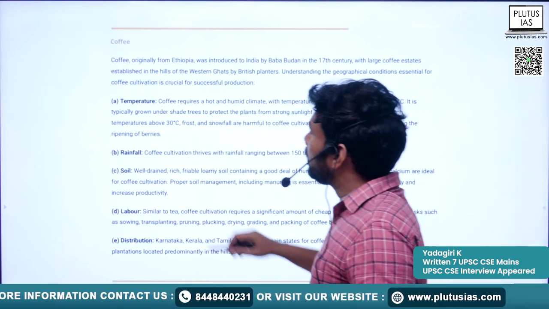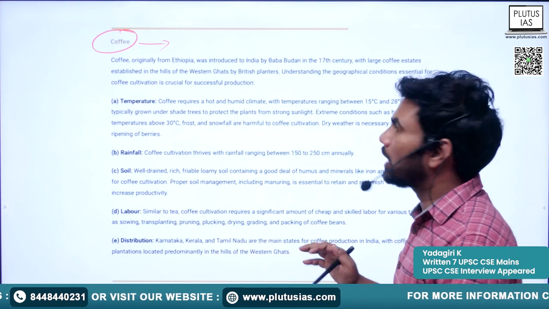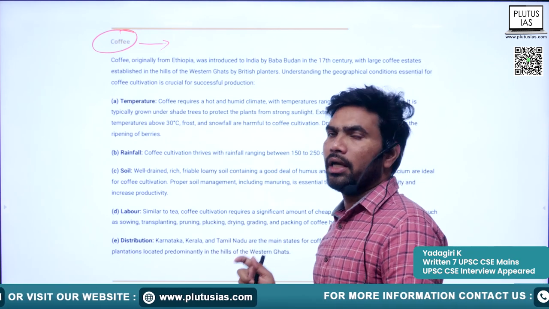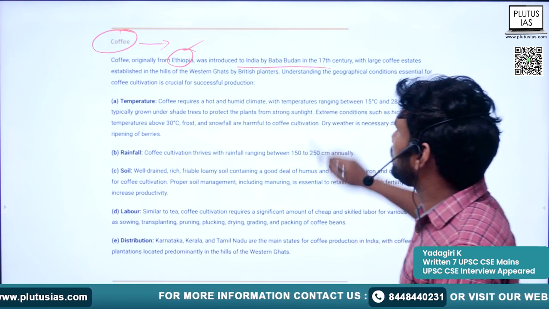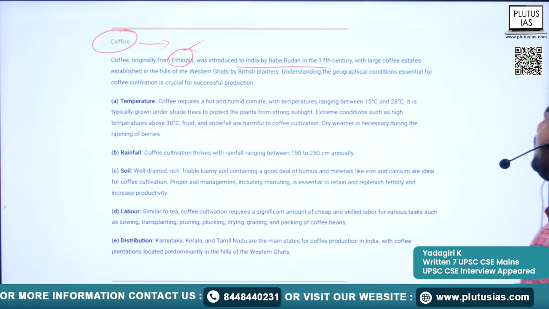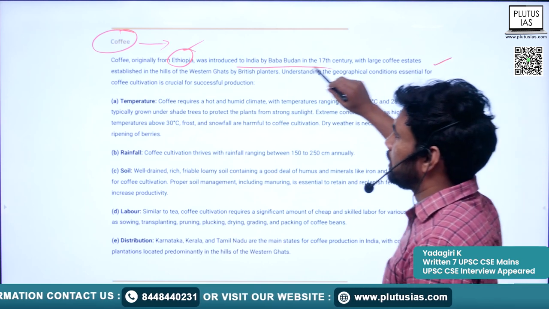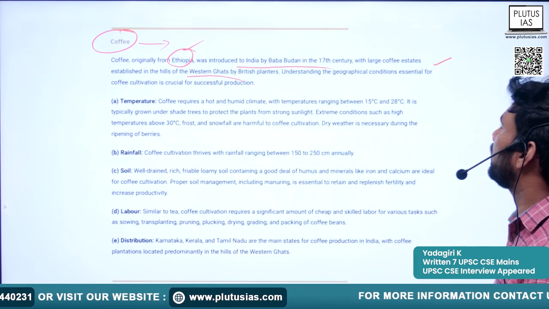Right. Next important crop, we also call them beverage crops. So coffee is the second most important beverage in India. Coffee, originally from Ethiopia, was introduced to India by Baba Budan in the 17th century, with large coffee estates established in the hills of the Western Ghats by British planters.